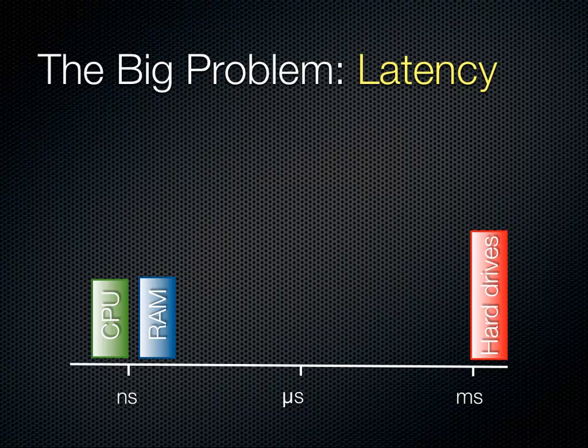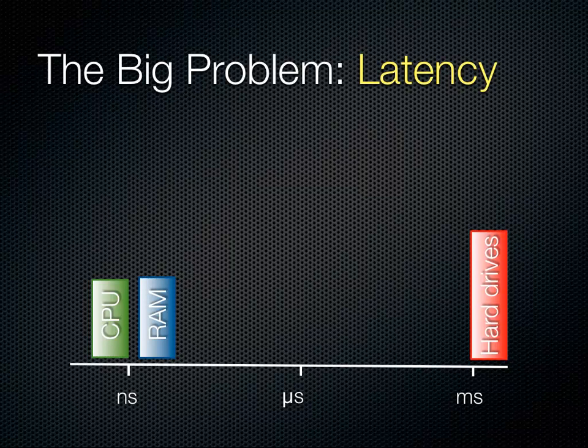Now, storage. The big problem is latency. And we'll get back to throughput later on, and I'll tell you why throughput is really not that big of a deal. So here's the big picture. Notice that the scale on this graph is logarithmic, right? We go from nanoseconds to microseconds to milliseconds. So that's steps of 1,000 fold each one.